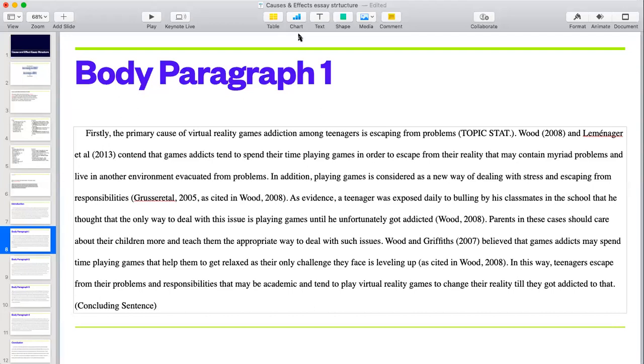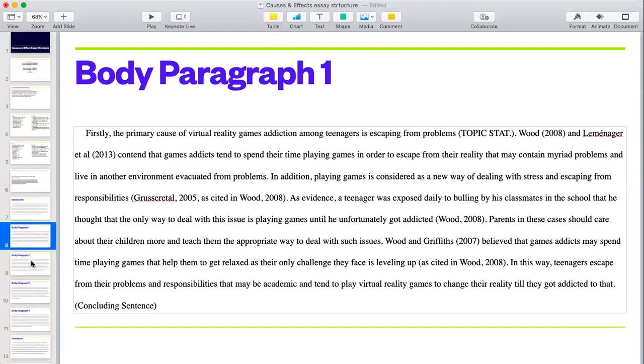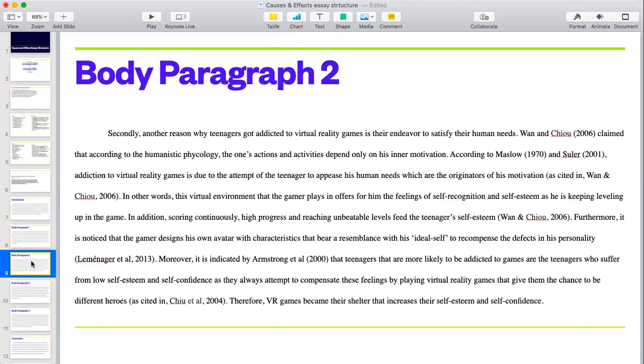I don't want you to focus on the details of the ideas themselves. I want you to focus on the structure of the essay and how it is organized. This is what we care about the most. So the next 3 paragraphs are going to follow the exact same structure. The only difference is going to be the ideas. So let's see how this happens.